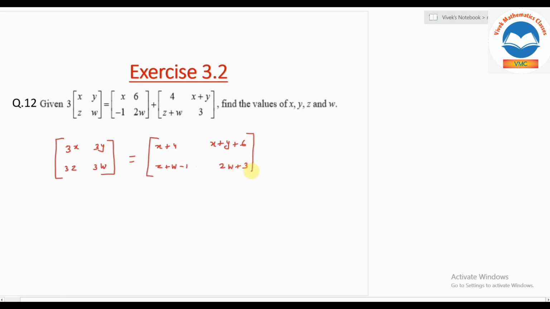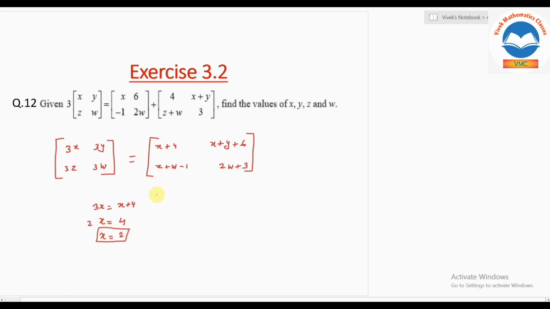Since these two matrices are equal to each other, their order should be equal. Yes, the order is 2 cross 2, it is equal. Next, corresponding elements should be equal. So what are the corresponding elements? This 3x should be equal to x plus 4. From here, what will be your x value? 3x minus x will be 2x. 2x will be equal to 4, so x will be 2. We are getting x value 2.